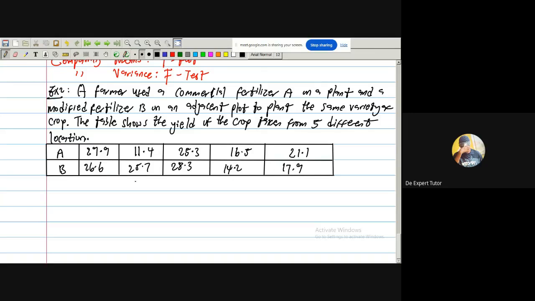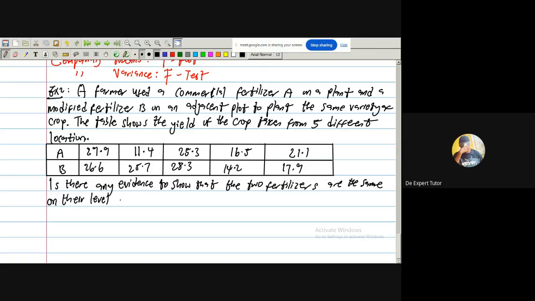All right. Then after that, is there any evidence to show that the two fertilizers are the same on their level, if the level of significance is 5%? All right, so this is the question.